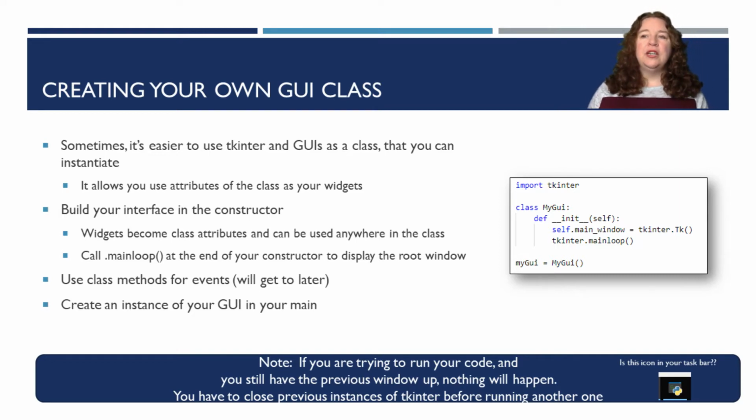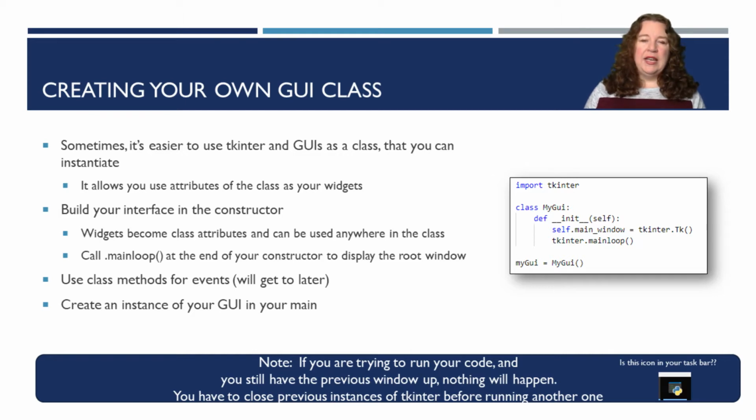So what you're going to do here is build the entire interface inside of your constructor, and then you're going to have some methods that the objects are going to be calling. Widgets now become your class attributes. You still call your main loop inside of your initialization code.